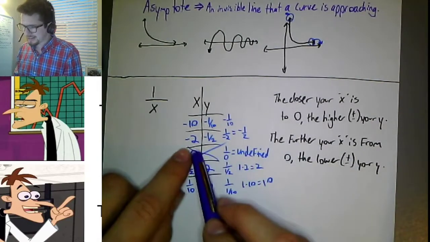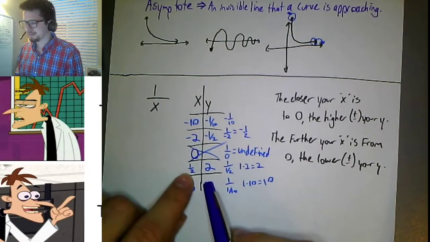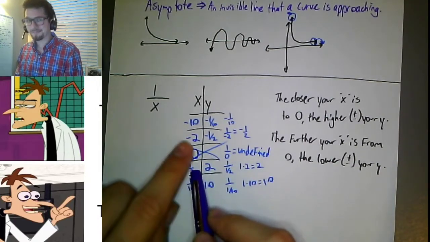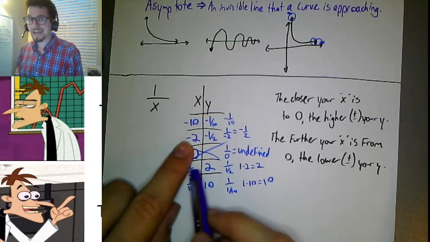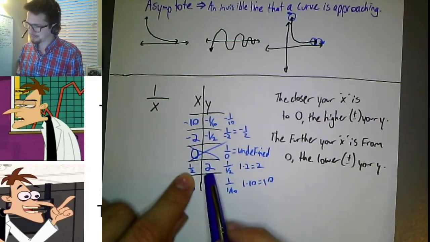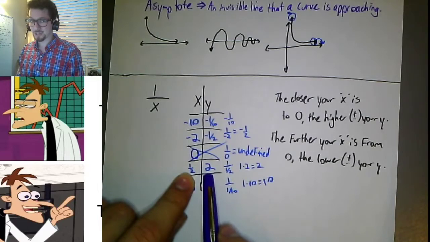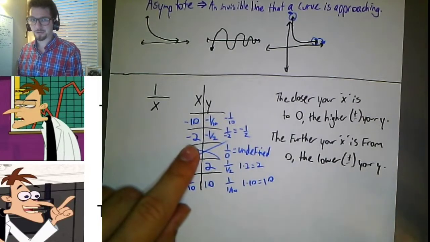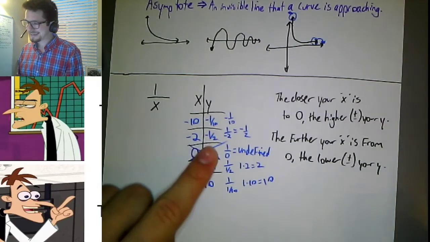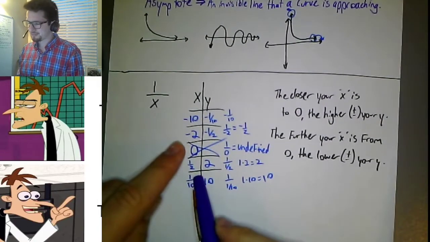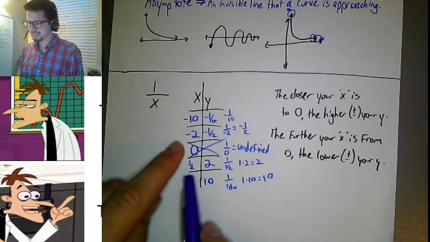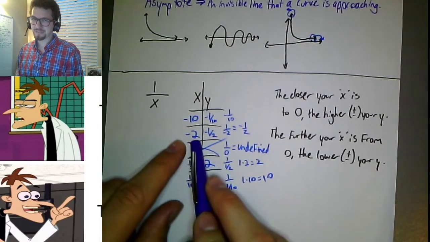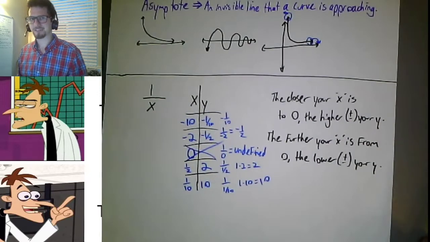What's closer to 0, 1/2 or -2? 1/2 is definitely closer. And look what happened. My y value is positive 2, which is further away from 0. If I plugged in a -2, then I got a -1/2. So plugging in a fraction that's closer to 0 gives me a bigger number. Plugging in a number that's bigger than 0 gives me a fraction.